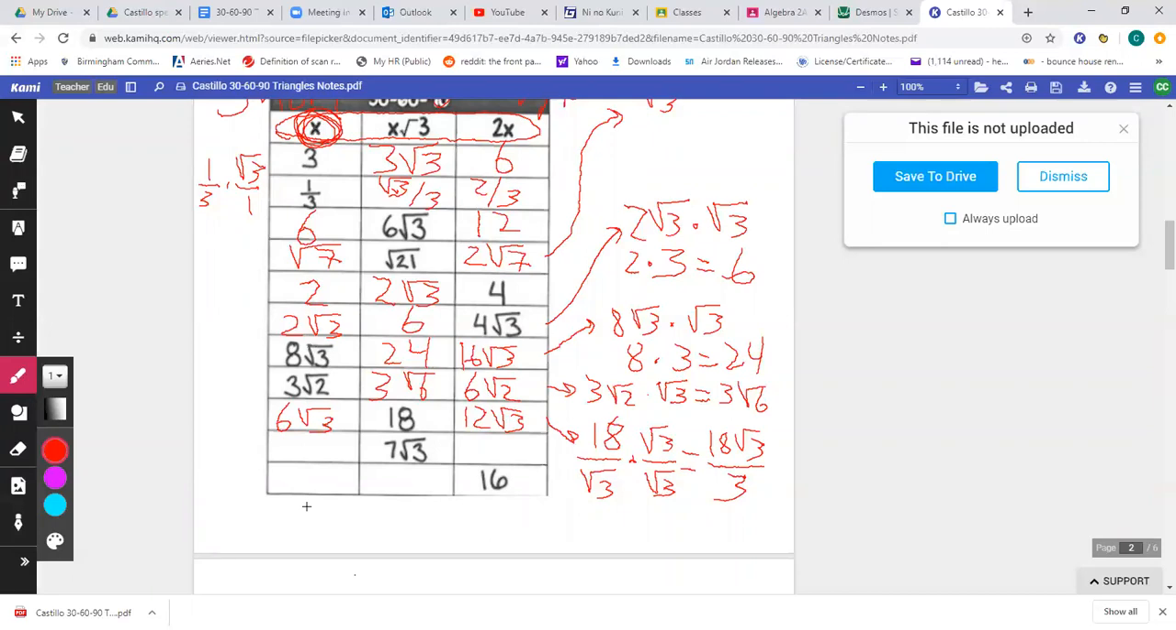Okay. So this is 7 root 3 here. This is easily just going to be 7. And then I just double 7 to get me 14. And then if they give you the hypotenuse is 16, this should be really easy too. The short leg would be 8. And this would be 8 root 3. Okay.